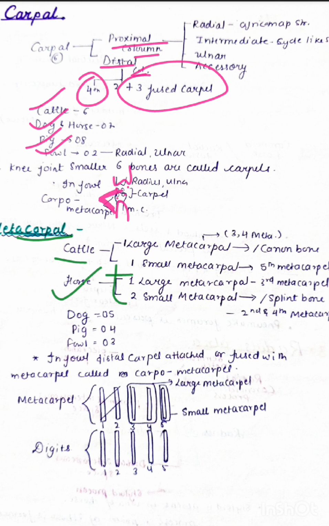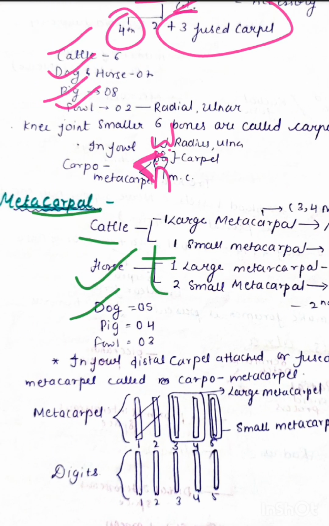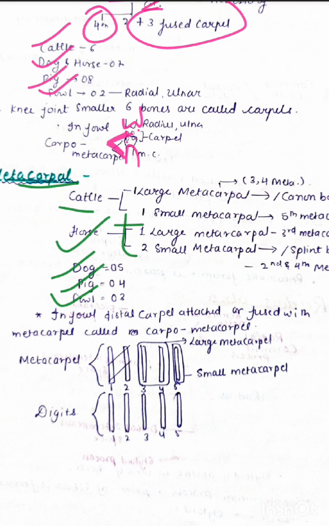The one large metacarpal is the third metacarpal, and the small metacarpals are known as the splint bones, or second and fourth metacarpals. The dog has 5 in number, pig has 4 in number, and the fowl has 3 in number. In fowl, the distal carpal is fused with the metacarpal, so it forms the carpometacarpal.